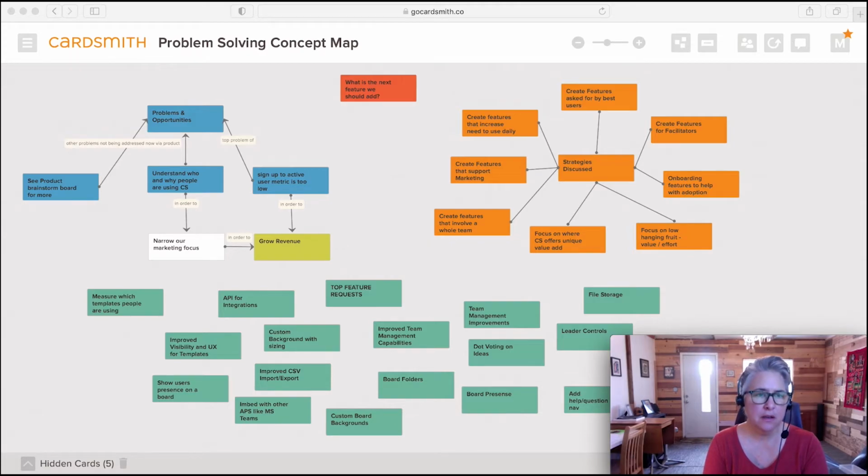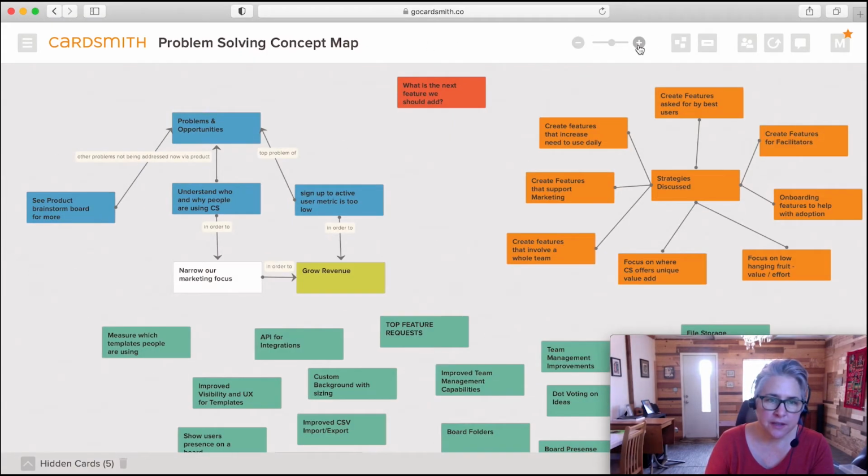We then created this more simplified version of that map in order to document the thinking and to more clearly demonstrate how the solutions that we chose are going to support the strategies that we think are going to address the problem that was chosen.